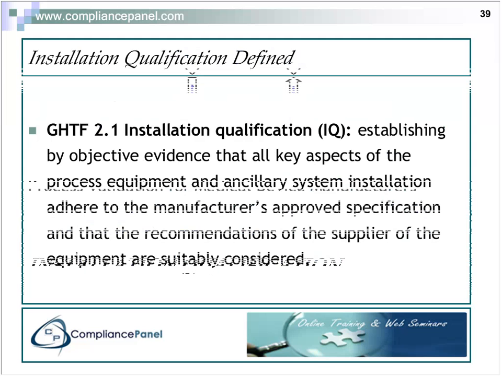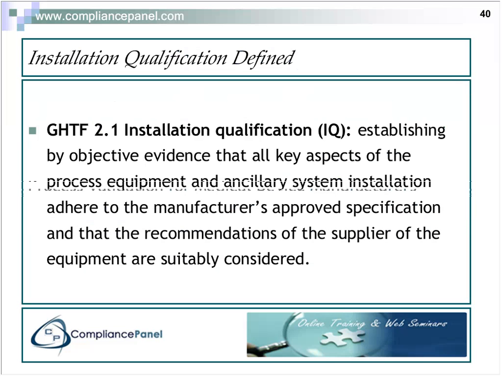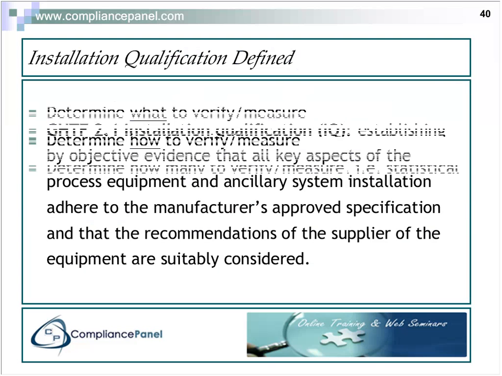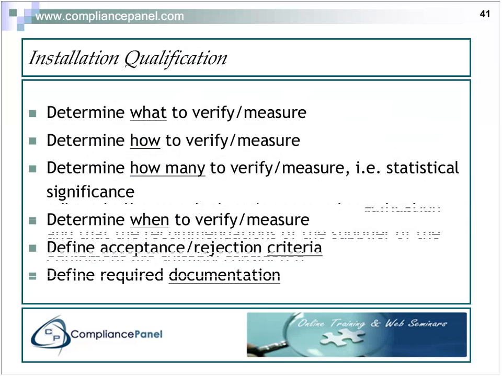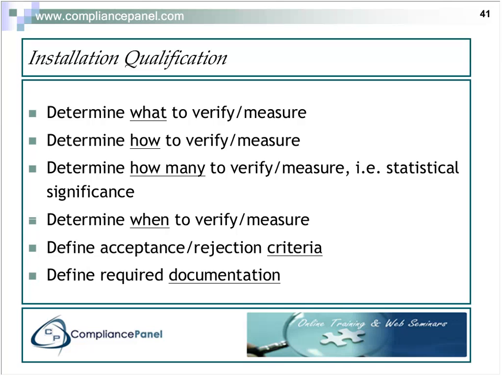Okay, so IQ. And we're going to step through these three portions now. IQ, again, establishes by objective evidence that all the key aspects of the process equipment and the ancillary system installation adhere to the manufacturer's approved specifications. So the process is installed properly. We need to determine what to verify or measure, how many, when, and we need to decide what's acceptable and what's not acceptable, and then what documentation is going to be necessary. So this would be part of our design validation protocol, to answer these questions within that protocol.